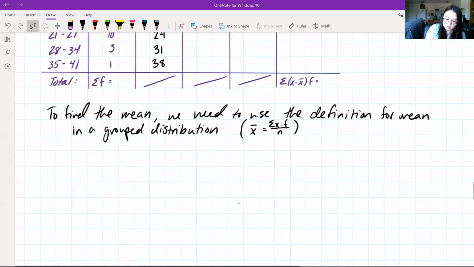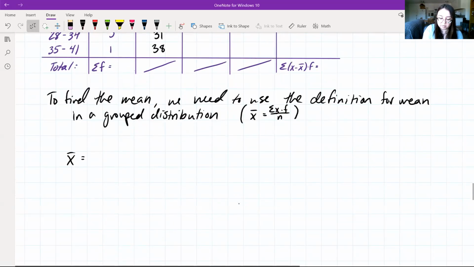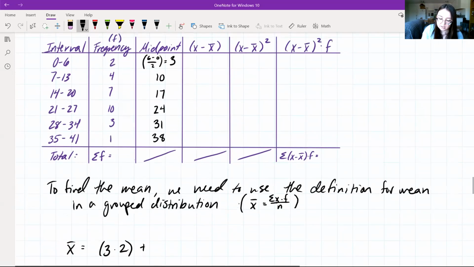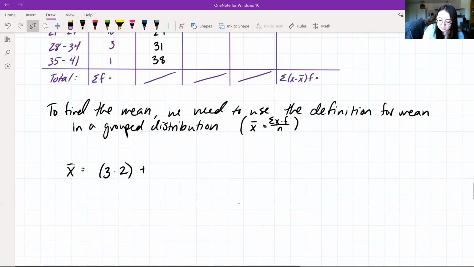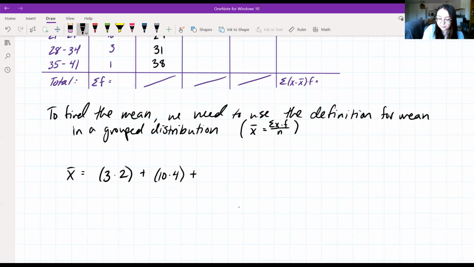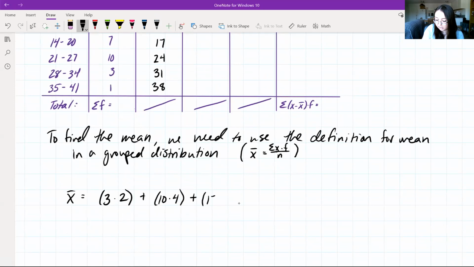So we want x bar. So our first midpoint is going to be 3, and the frequency is 2, so we have 3 times 2. Then for our second point here, our midpoint is 10, and our frequency is 4, so we have 10 times 4, plus then we have 17 times 7, and 24 times 10, 31 times 3, and 38 times 1.